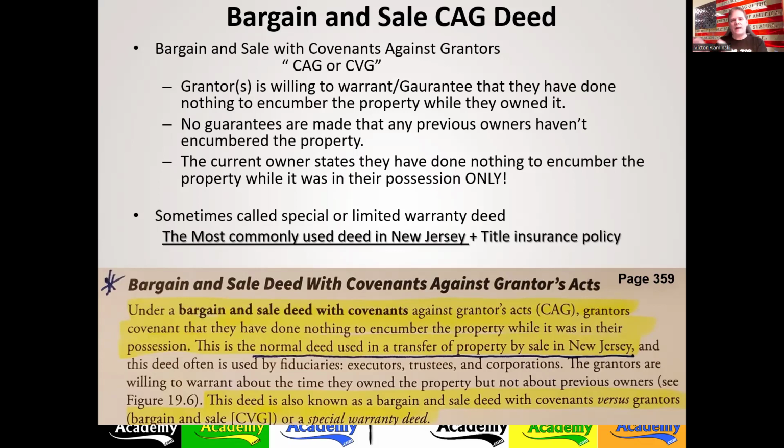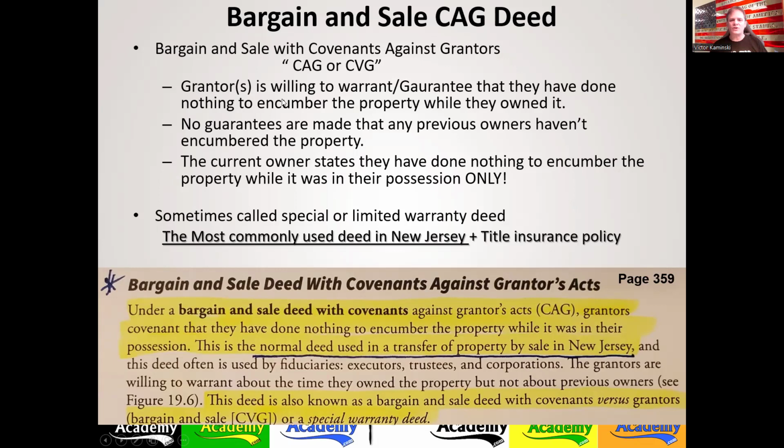And then the buyer would buy title insurance. So they order a title search and get title insurance. This is the most common type of scenario where the owner just guarantees that as long as they've owned the property, they've done nothing to encumber it. For anybody that owned it before them, you have to do a title search and get that title insurance to protect you.